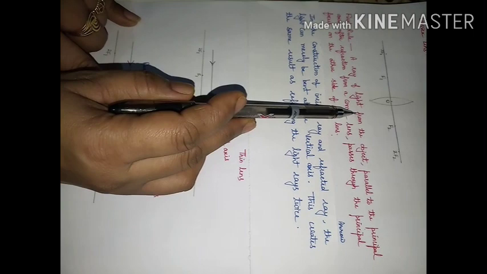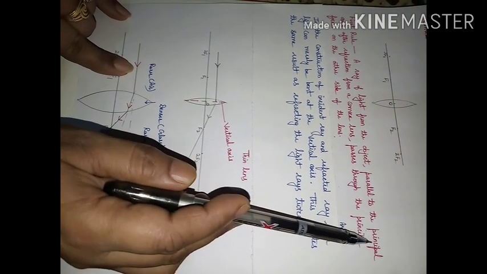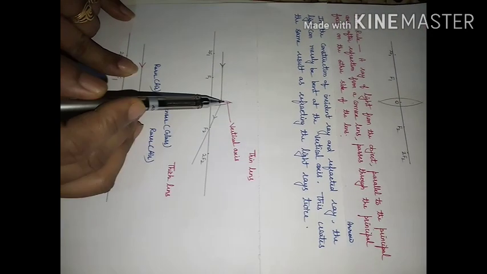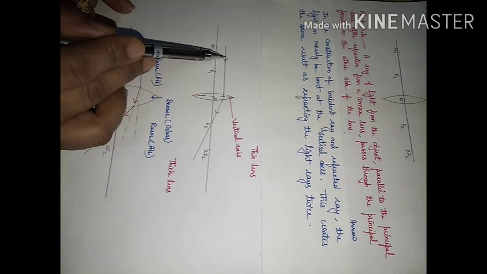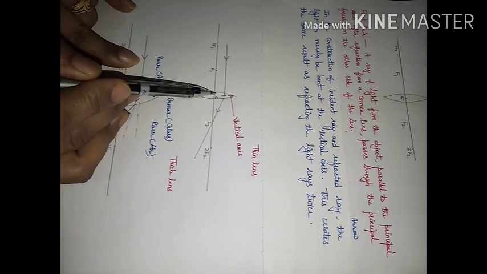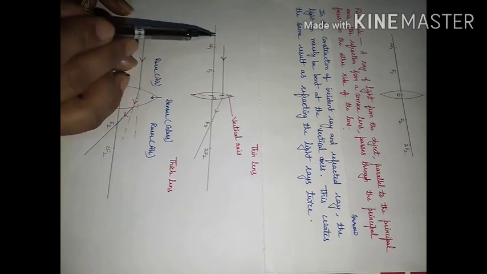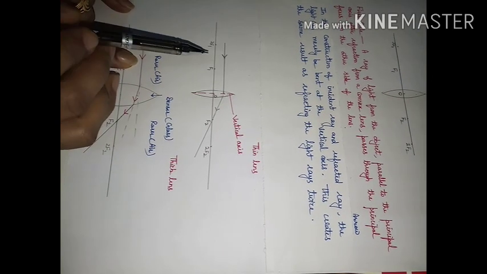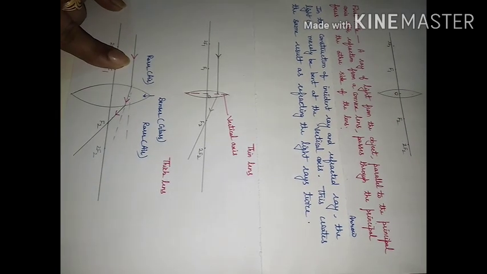A ray of light coming from an object and parallel to principal axis. It means before passing through this lens, this is incident ray. Incident ray is parallel to principal axis. This is coming from an object, and this ray is parallel. The distance of object is such that we have considered this ray to be parallel to principal axis.